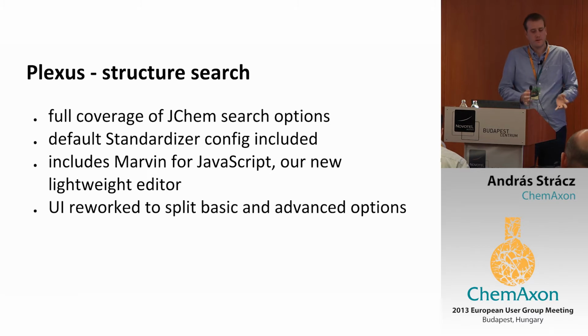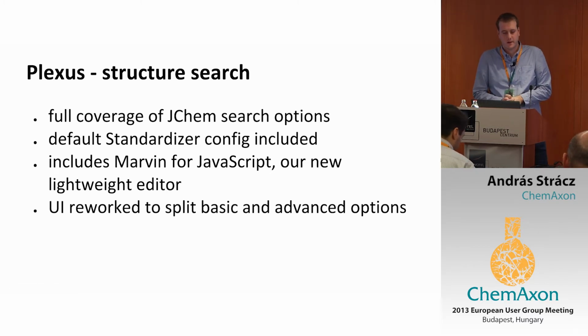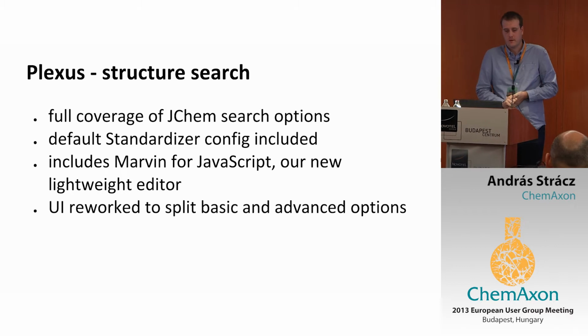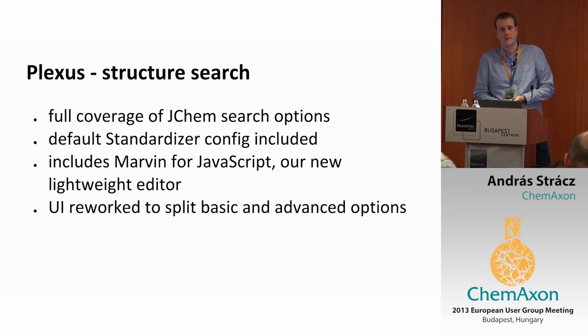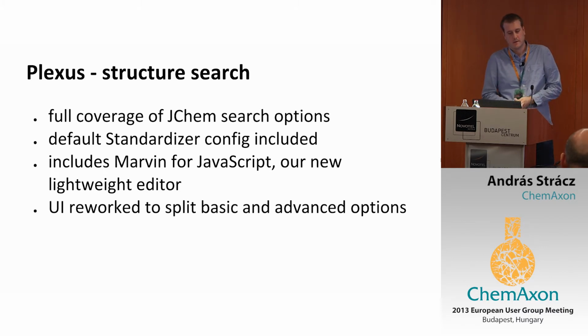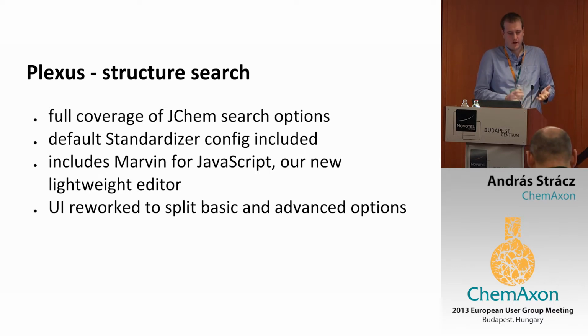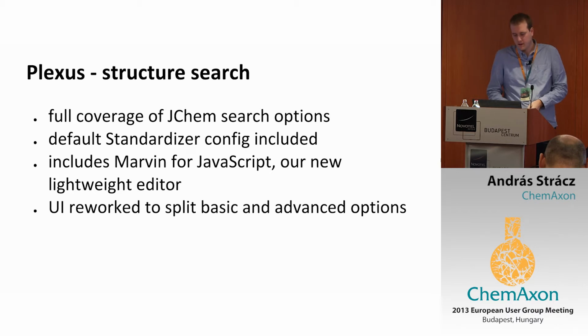So you enumerated your structures, and you want to start filtering out the stuff that you don't need. We have full coverage of the JChem search options. Also, to make sure that JChem search works the way you want it to work with different representations of structures, we put in a default standardizer configuration that should be good enough for the first use. And we have included Marvin for JavaScript here as well. We have reworked the user interface a little bit to make it easy to use in the everyday scenario. So basically, we split the basic and advanced search options.